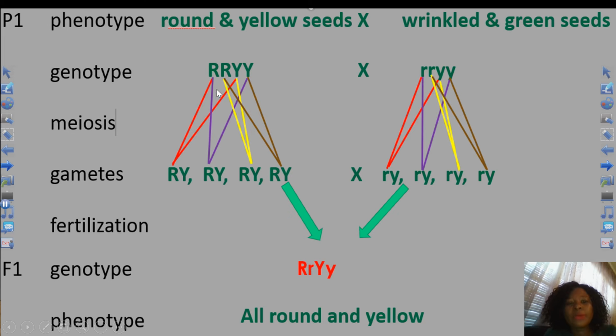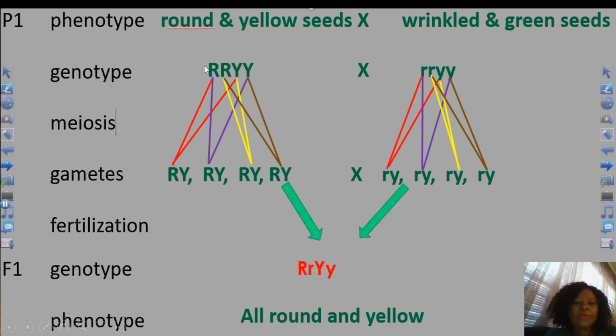So we must look at all the possible combinations of those four letters and how they can lead to the gametes here. I have used colors so that you can see what matches with what. Remember, we are looking at two characteristics, so each gamete that is produced must have alleles for the two characteristics. So now let's look here. In this genotype of capital R, capital Y, there are four combinations that we can get.